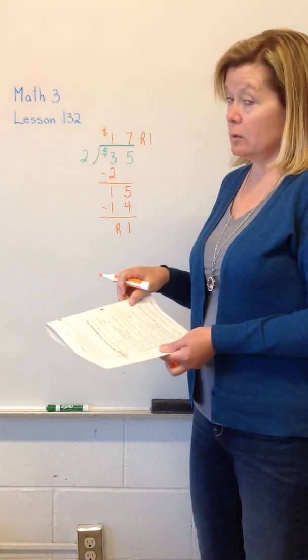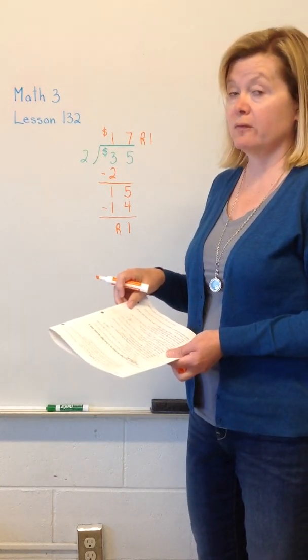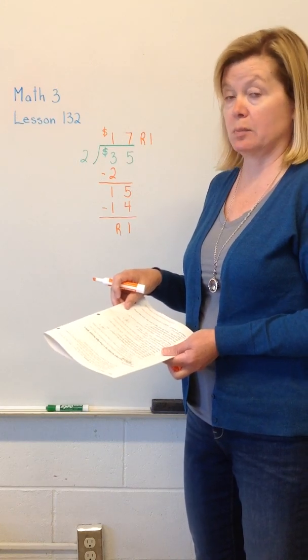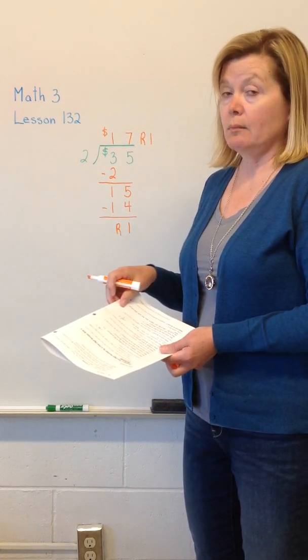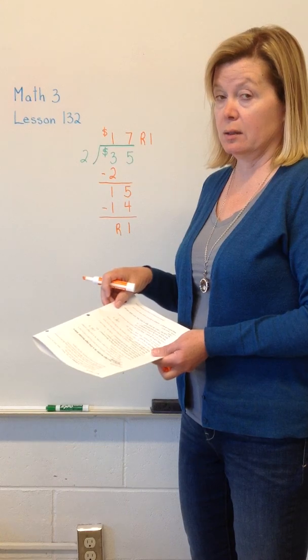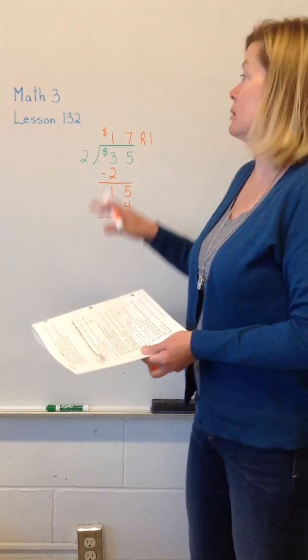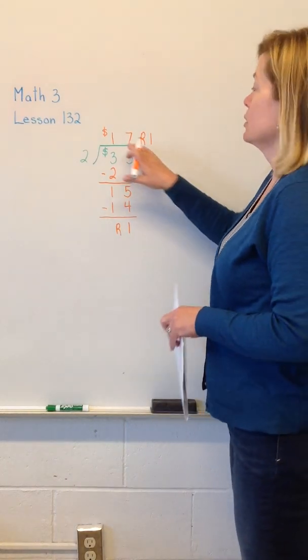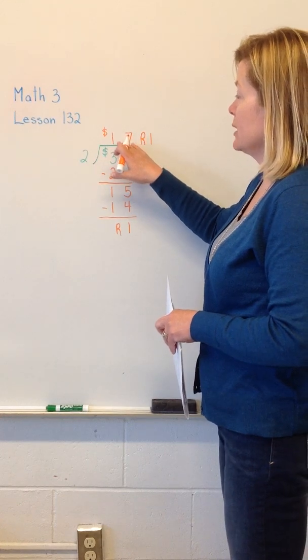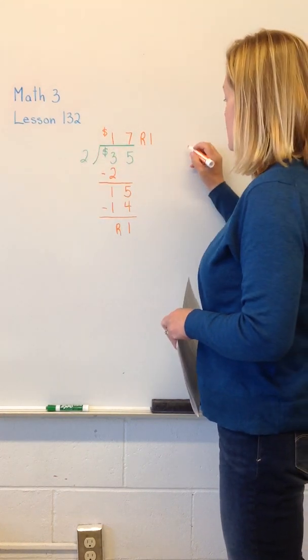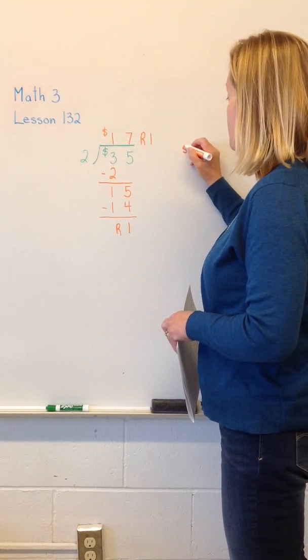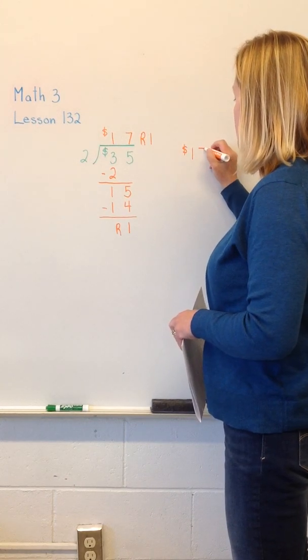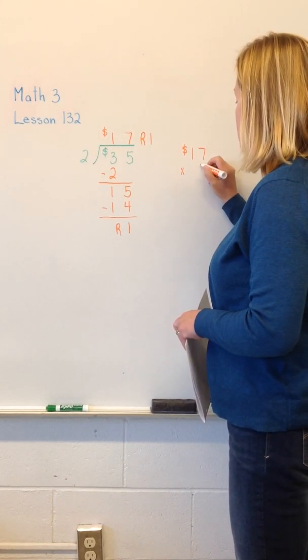Now, you know that mathematicians check their division answers by multiplying. And we practiced that last week. So let's go through that with the remainder. So remember, we're multiplying the $17 times $2, or by the 2 people. Let's write our 17 times 2.